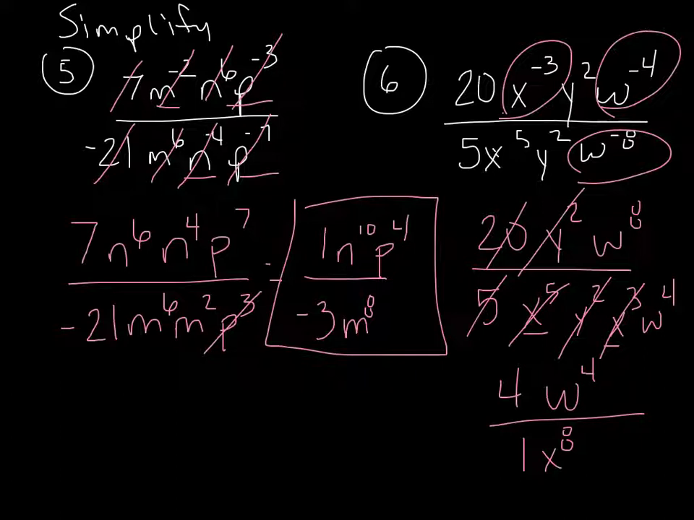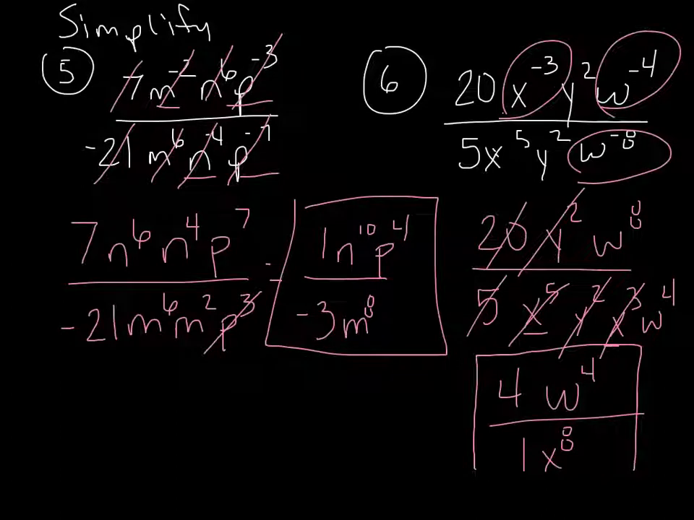4 is 4. Okay, these can be very complicated problems if you don't take it one step at a time. So just remember everything you've learned, move your negative exponents, subtract or add depending on if it's next to each other or up and down.